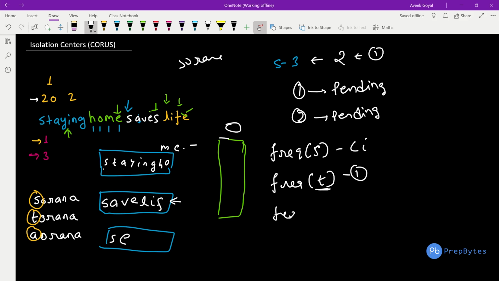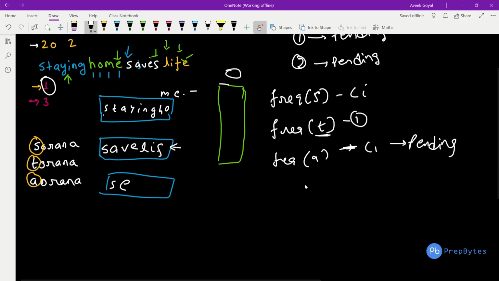Similarly, for A, just find out its frequency. It is 2. So at least we need 2 isolation centers such that no one will go into the pending queue. But if we have just one single isolation center, then the frequency of A minus the number of isolation centers will give me how many persons will go into the pending queue. So we just need to calculate how many times a character is occurring and then compare it with the number of isolation centers provided in each query.